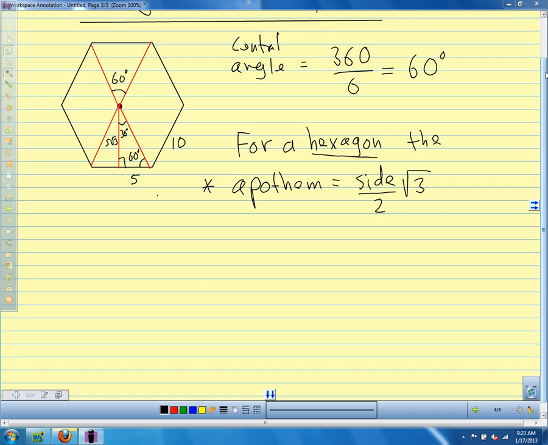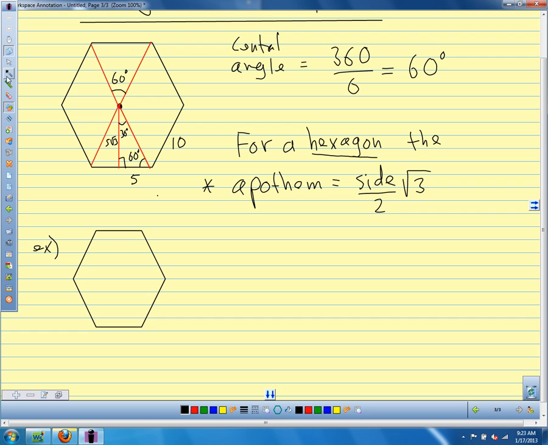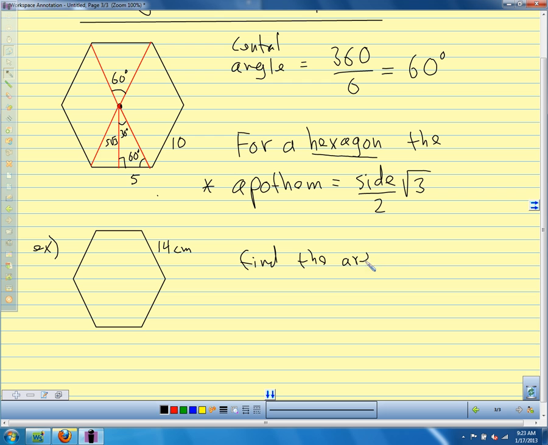So let's look at an example using this. So we have a nice special hexagon here. And we know that the side length is, let's say 14 centimeters. And we want to find the area. So we know that the area equals the apothem times the perimeter divided by 2. So we need to find two things. We need to find the perimeter.